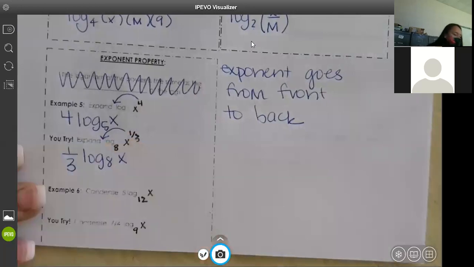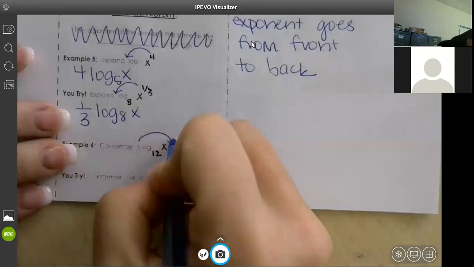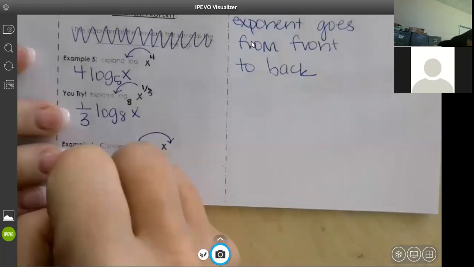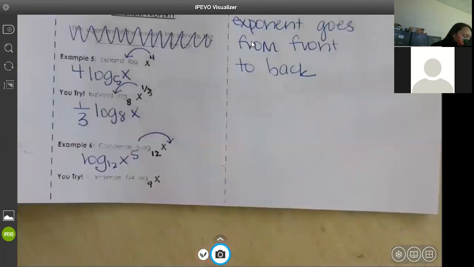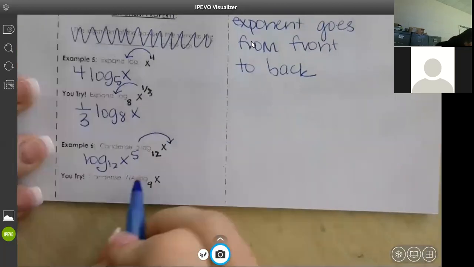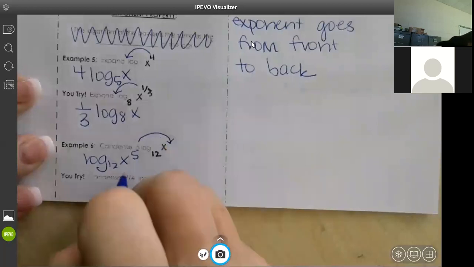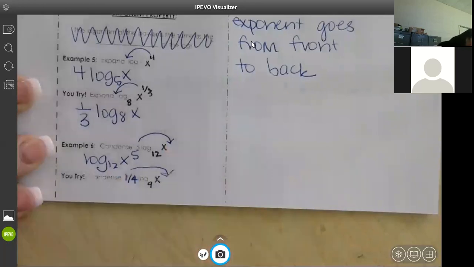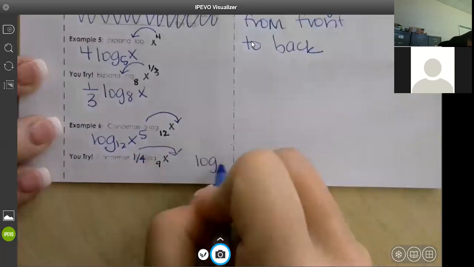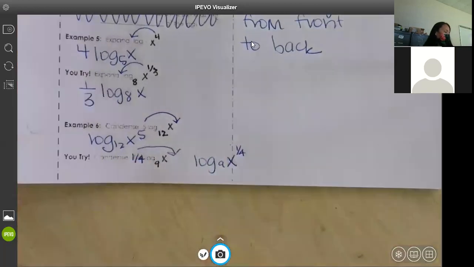So then if there's a number in front, we can take it to the back. So we can change it from 5 log base 12 of x to log base 12 of x to the 5th. Same thing on the other one. I think this is 1/4. We're going to make it 1/4. So it would be log base 9 of x to the 1/4.